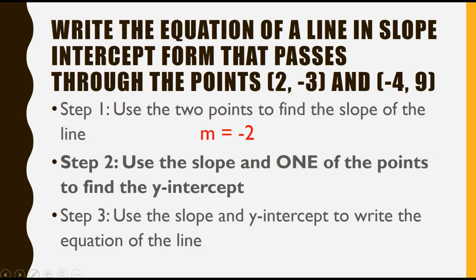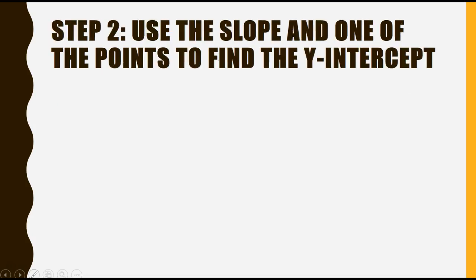Next, we're going to use that slope and one of the points to find the y-intercept. So we calculated that the slope was -2, and we have a choice of 2 points. It does not matter which point you use. Pick the one that you think is going to be easiest. In this case, I think (2, -3) is easy, so I'm going to ignore the other point.